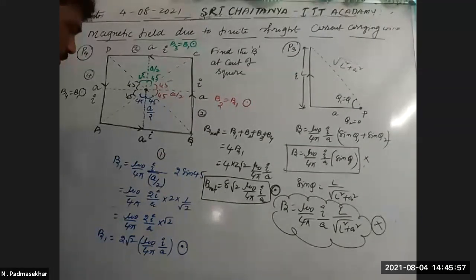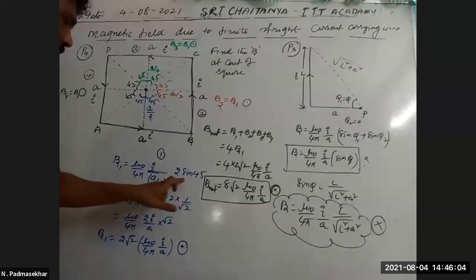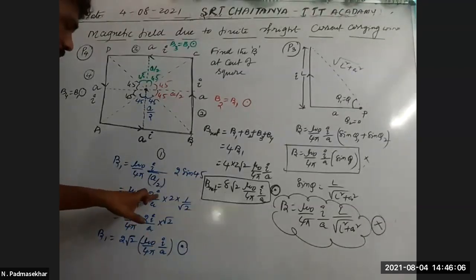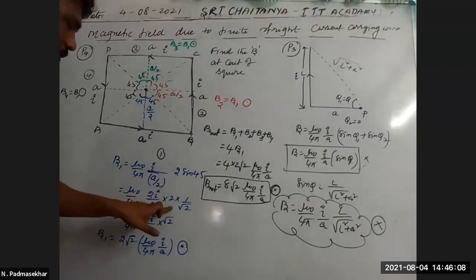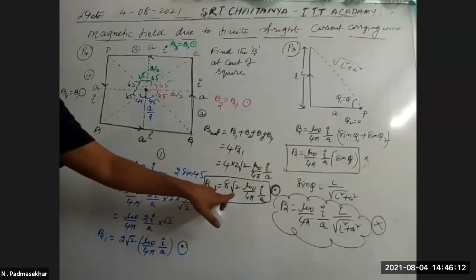2 root 2, this is 2 sin 45, here 2i by a. So here root 2, 2 root 2, here 4 into root 2, 2 root 2, 8 root 2, right?